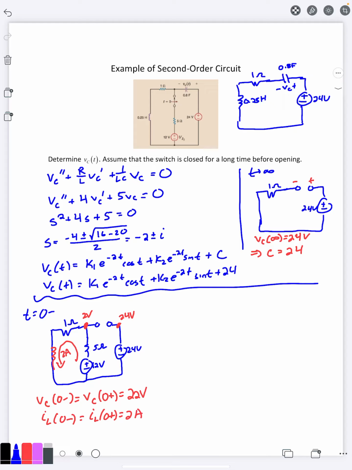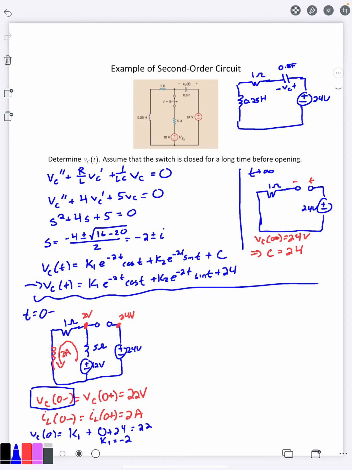So with this here, since we are actually looking for the VC, we can plug it in and we'll be able to find one of the K values. If I plug in VC of 0 into my formula up here, the cosine part would stick around, be K1, e to 0 is 1, cosine 0 is 1. My sine part's going to go away because sine of 0 is 0, plus 24. And based on this, it's supposed to equal 22. So that means my K1 is negative 2. So we have that part done.